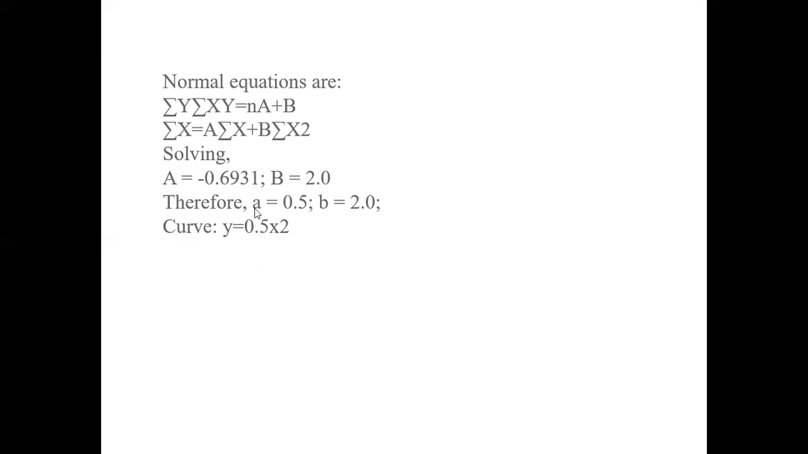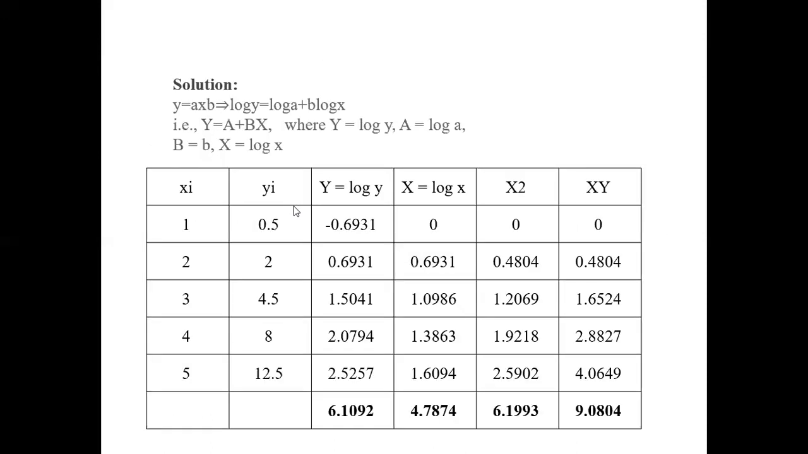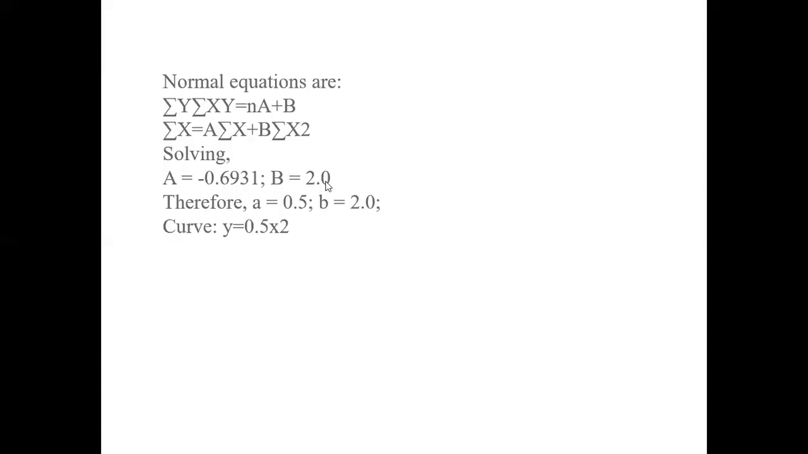But to find the actual values, a is the antilog of minus 0.6931, which is 0.5, and for b, the value is as it is, 2.